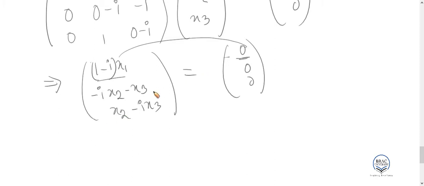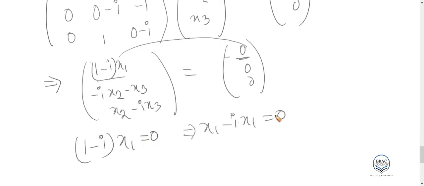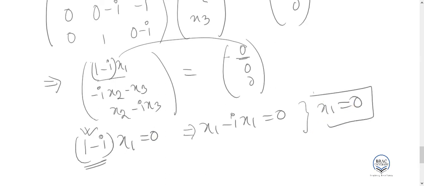So the first component will give us 1 minus i times x1 equals 0, and this means x1 minus i x1 equals 0. If you are a bit familiar with complex numbers, then you can say the real and the imaginary part get separated and both of them are 0 individually. As a result, x1 itself is 0, or from here you can just say I got some number multiplied with x1 and I have a 0, so x1 in either way is just 0.